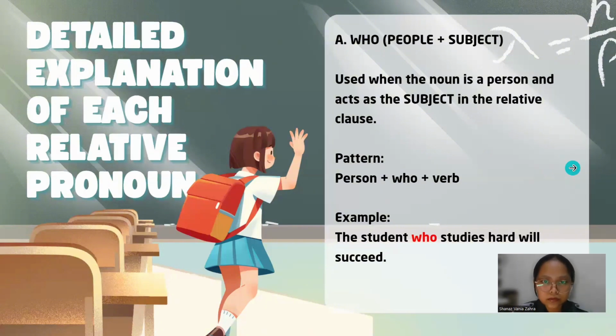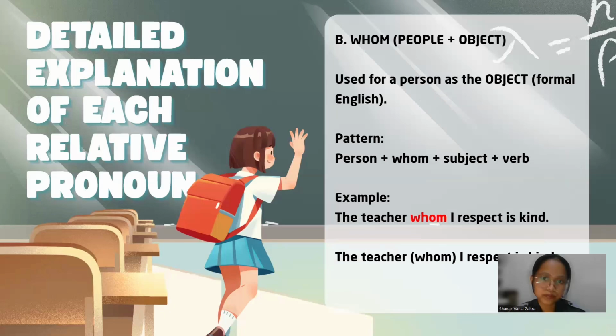Next, whom refers to people and objects. It is used for a person as the object, in formal English. The pattern is: person, whom, subject plus verb. All right. And whom is used when the person is not doing the action but receiving the action in the adjective clause. That is why whom functions as an object, not a subject. We can identify this by looking at what comes after the connector.